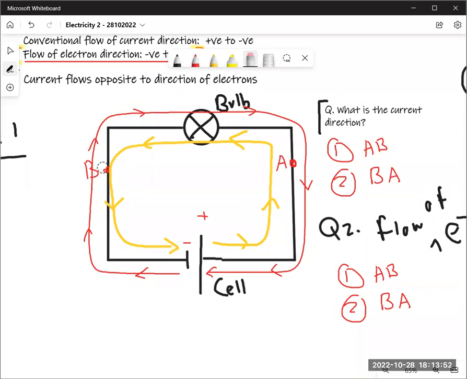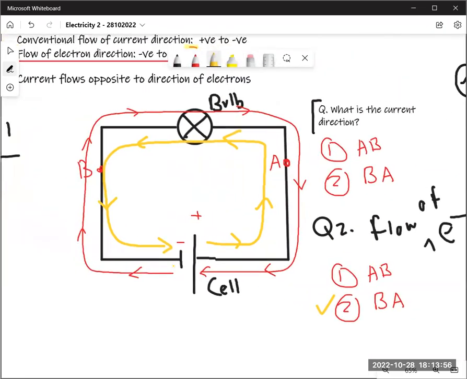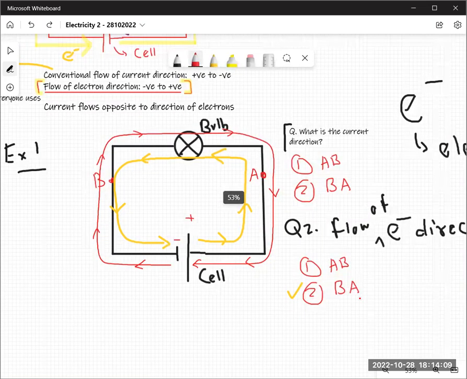Is it going B to A? So the correct answer over here is BA. Rana, do you understand? Since it's negative to positive, we're going from B to A. Look, we're going from B to A, like this. So the answer is BA.